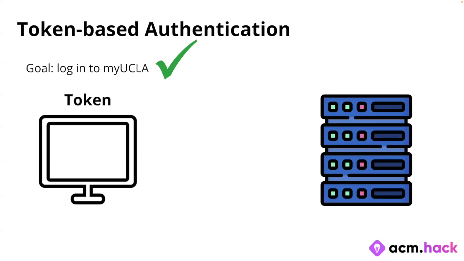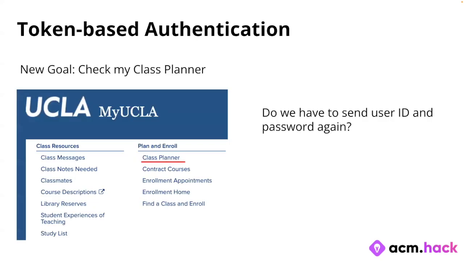Okay, so here we came back to the MyUCLA website example. We have successfully logged into MyUCLA. And now let's say I want to go to the class planner page to check which classes I'm taking and where those classes are located. In this case, do we have to send our user ID and password to the server again to get this information? No. What can we use instead?